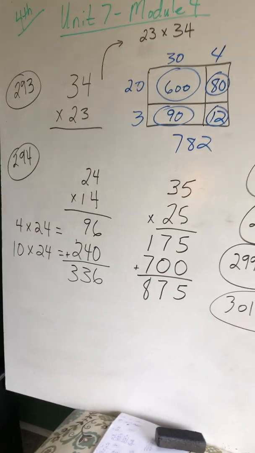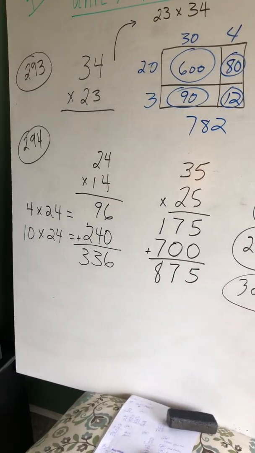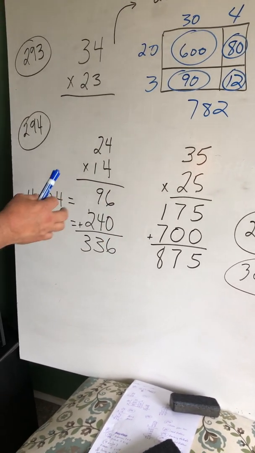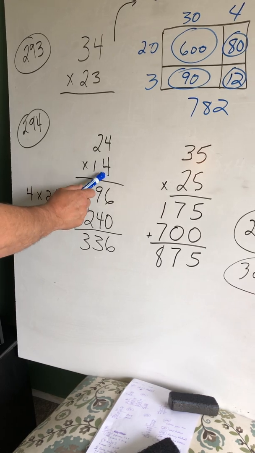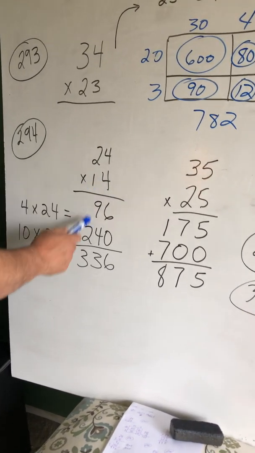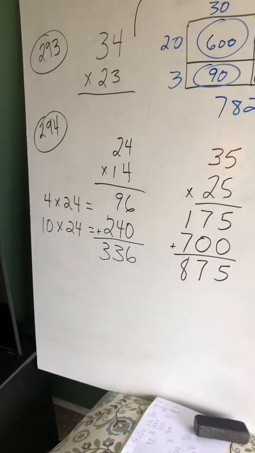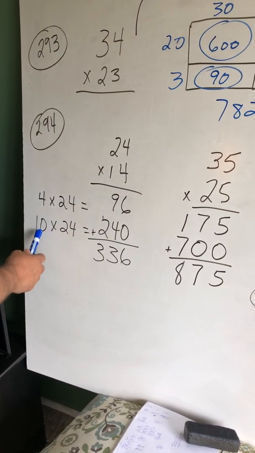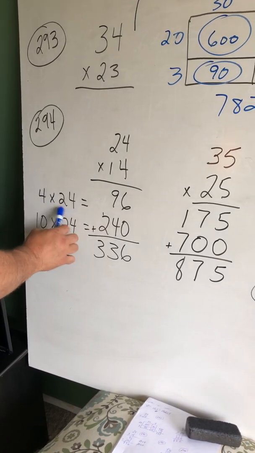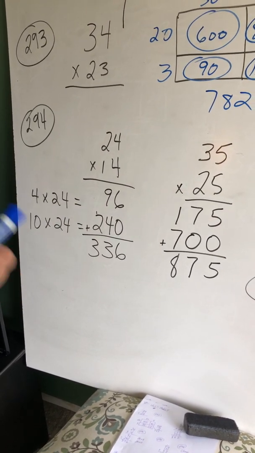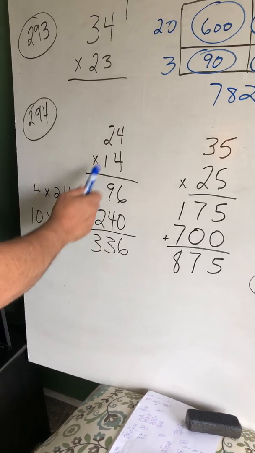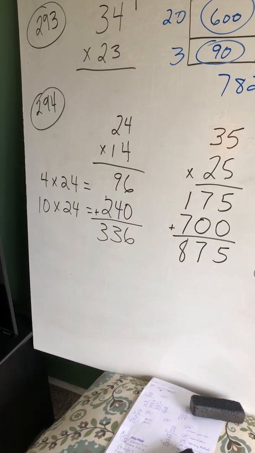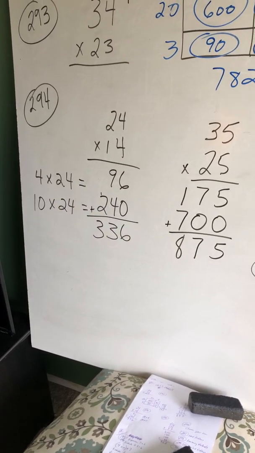Yeah. Now, on 294, they are having you do something like this, where they're having you split this first number. So it's partial products again. So 14 is made up of 10 and 4. So if you do 4 times, that's the distributive property, right? It is, yeah. So 4 times 24 is 96, and then there's 10 left, so 10 times 24 is 240, and you add them together and get 336.